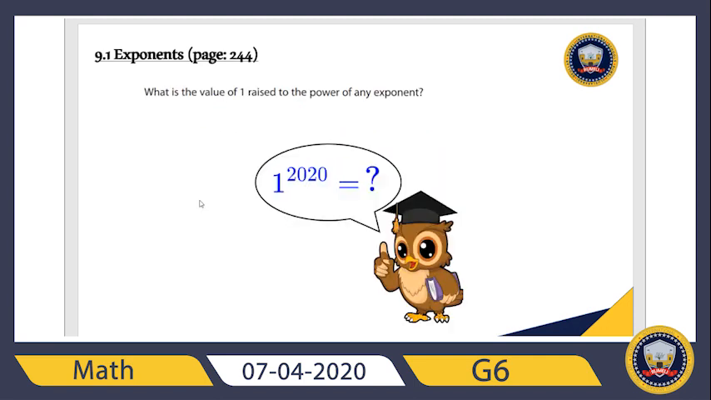Now, what is the value of 1 raised to the power of any exponent? What is 1 to the power of 3? What is 1 to the power of 5? What is 1 to the power of 1000? What is 1 to the power of 2020? Pause the video, think of the solution, then play the video.